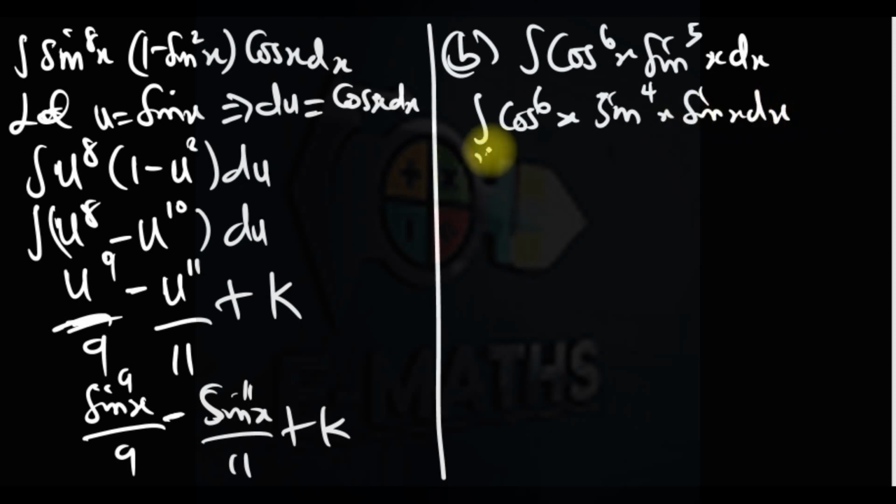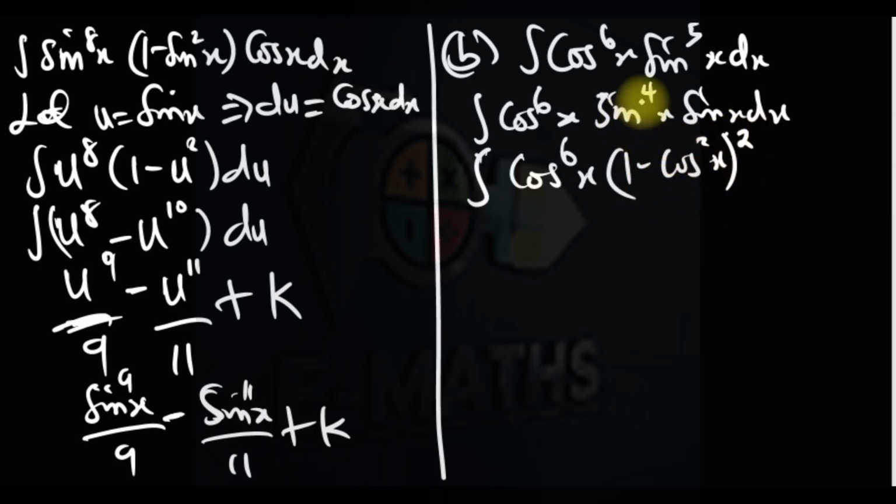So we are still going. We now use our Pythagorean identity. Our u is cos x since sine is odd, so our u will be cos. So we'll write this as, remember, sine squared x is 1 minus cos squared x, so raised to power 2. Do you get? Sine squared x is 1 minus cos squared x, so remaining 2. 4 is 2 times 2, so that's why this is sine squared x, all raised to power 2.